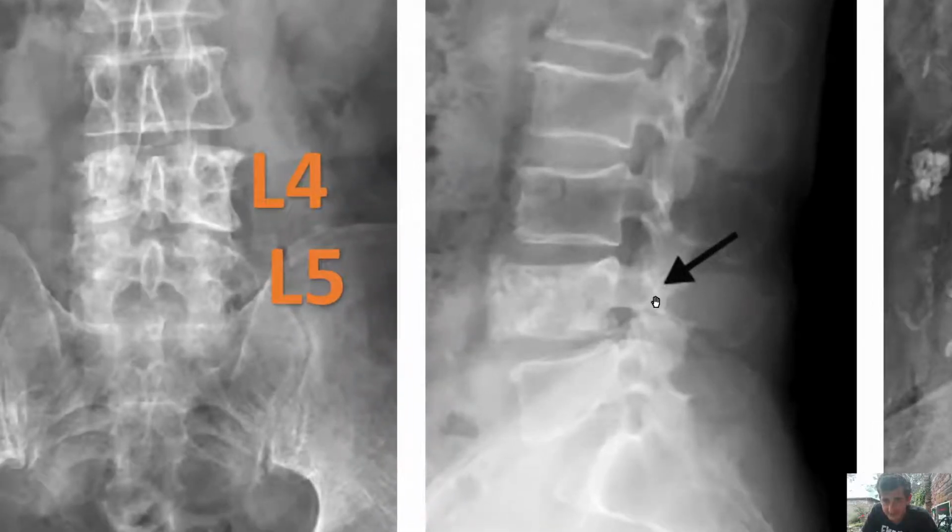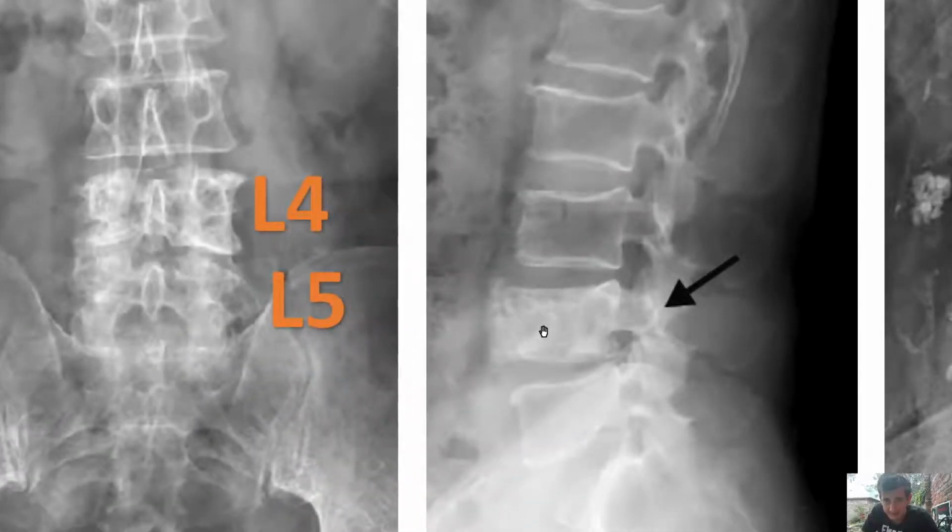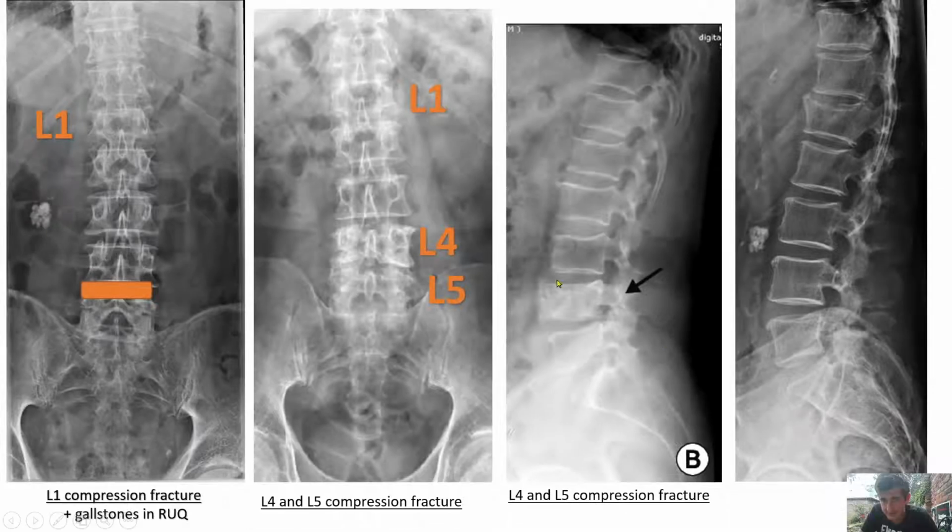And not sure what's going on here, but it just doesn't look in line with the rest of the vertebral bodies. It kind of looks more calcified, or I don't know what you call this, dense, higher density. And this is the L1 compression fracture.